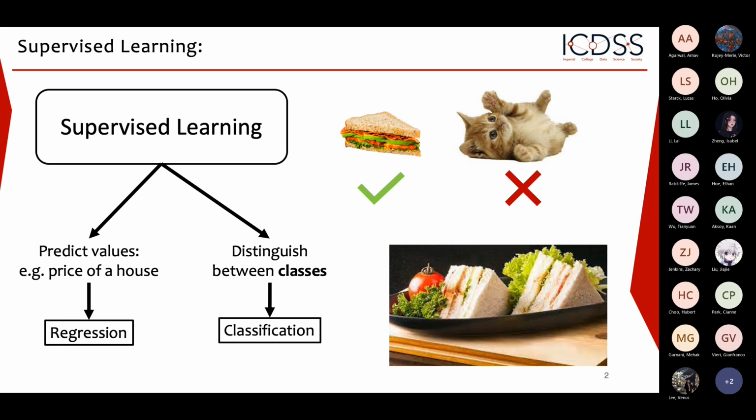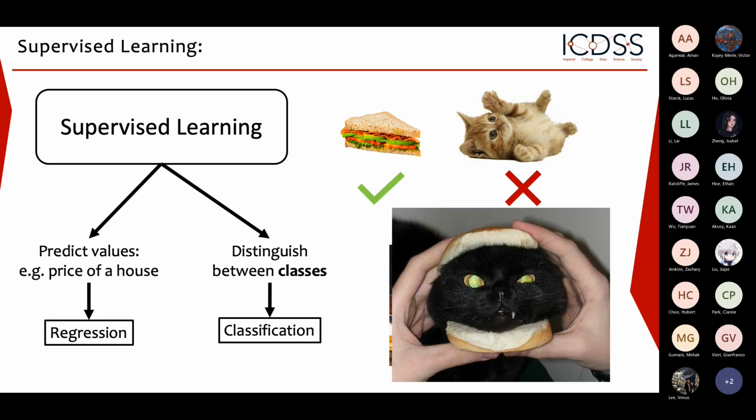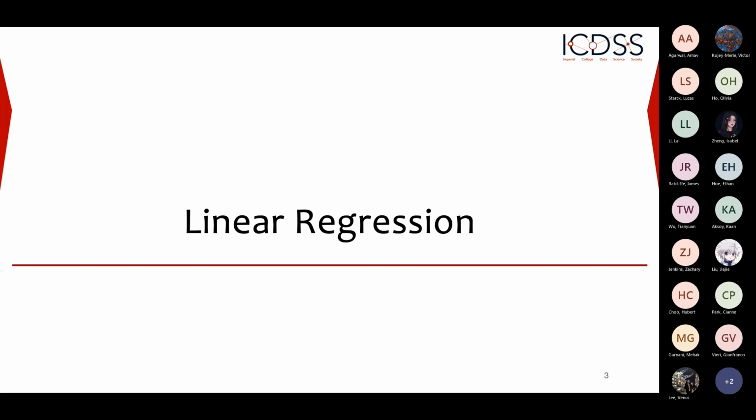So for instance, we might give the computer the picture of a sandwich. Sure, that's a sandwich. A cat, that's not a sandwich. And maybe in the future, we might show the computer an image, this one. And the computer hopefully is going to recognize if it's a sandwich. I don't know what will happen in this case, but that's why it's important to consider all possibilities.